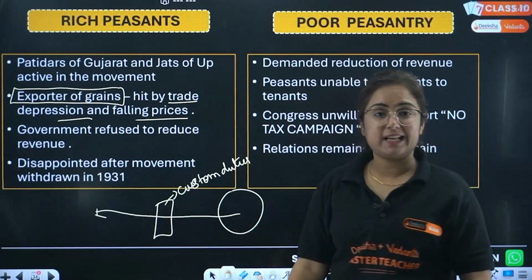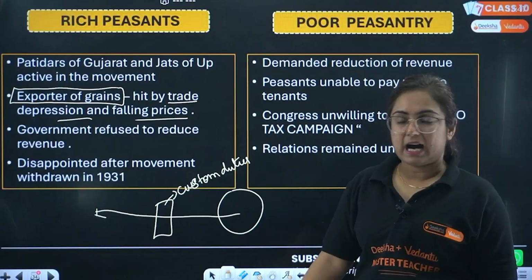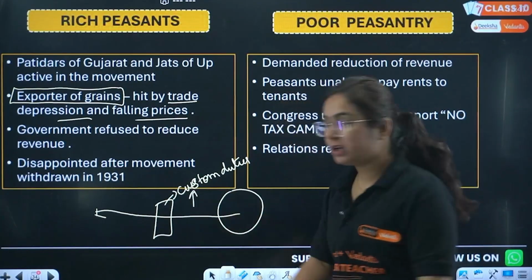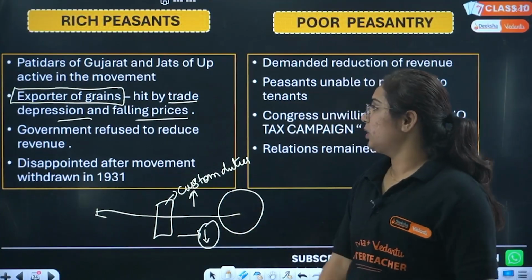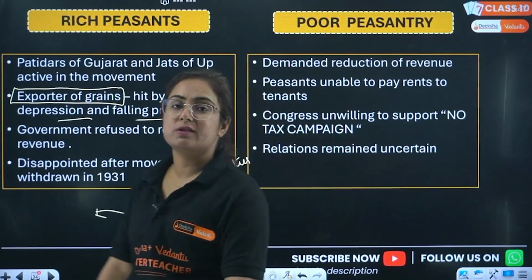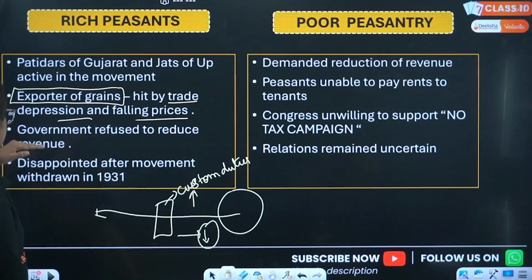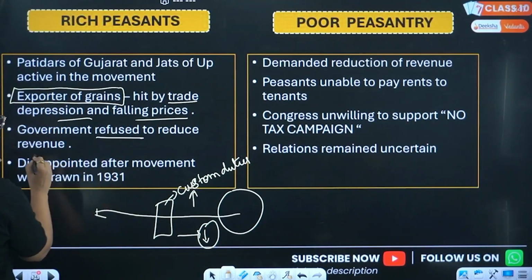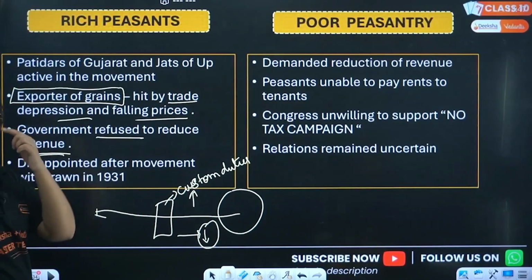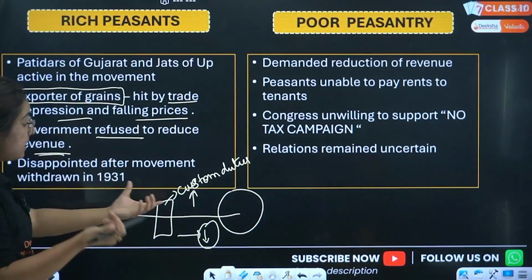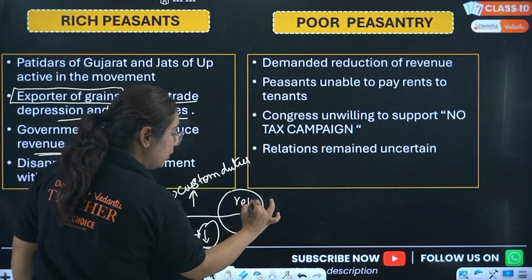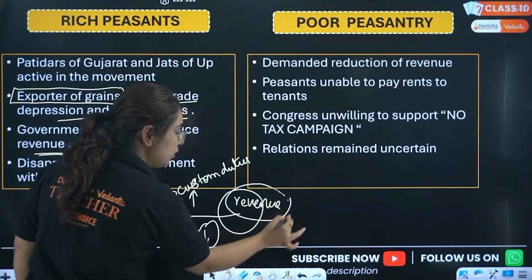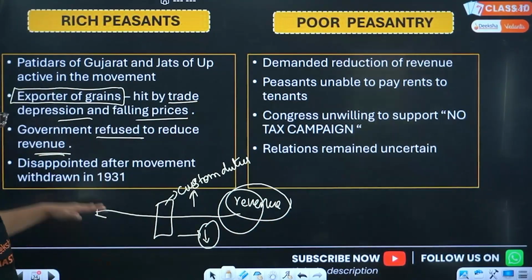So when high taxes were applied on them, they are what? They are paying more but getting less, and that is what is known as failure of foreign reserves. Okay? So basically the government refused to reduce. In one point, custom duties were increased day by day, but there was no reduction of revenue.